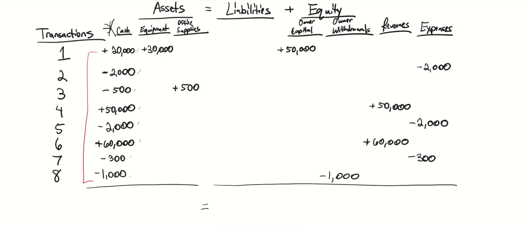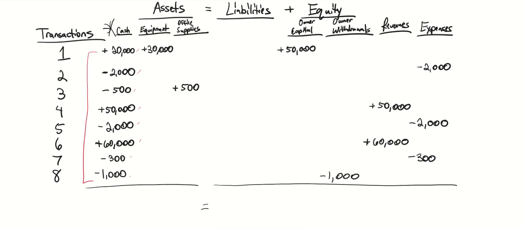Then we have equity. Equity, we see that there are four components of equity, and each one was used given the transactions that were analyzed for Bob's Consulting Company. Owner capital had a positive $50,000. Owner withdrawals, a negative $1,000. Revenues had a positive $110,000 combined, and then expenses had a negative $4,300.